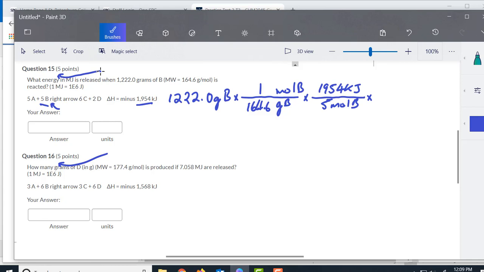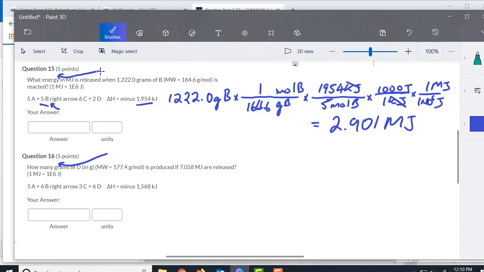The next step is a conversion from kilojoules here into megajoules, and I'm going to do that in 2 steps, although you could do it in one if you wanted to. So it'd be 1000 joules per kilojoule down here, and you can see that'll cancel the kilojoules here, and then times 1 megajoule over 1 times 10 to the 6th joules. Now the answer here is going to come out to be 2.901 megajoules.